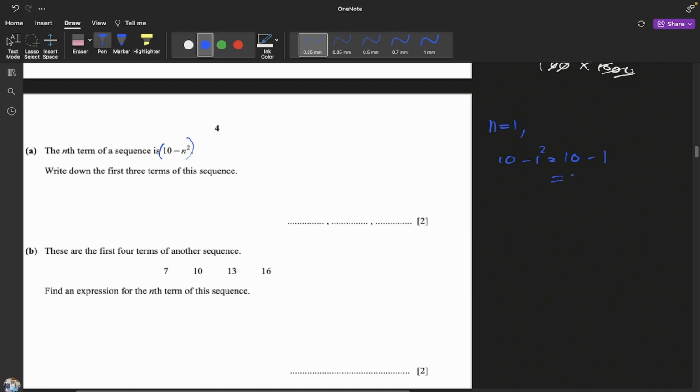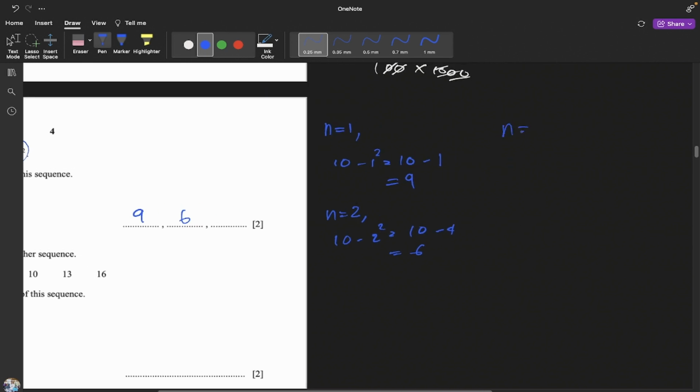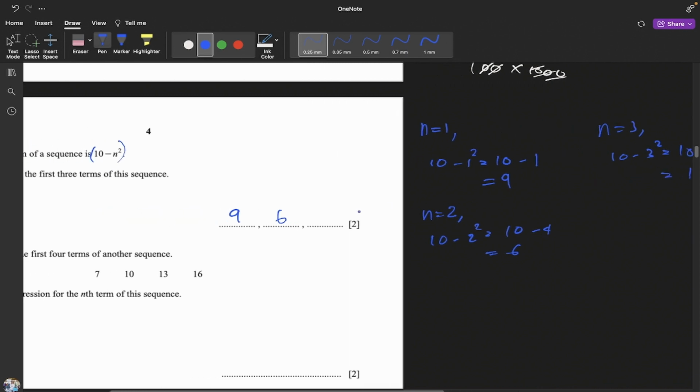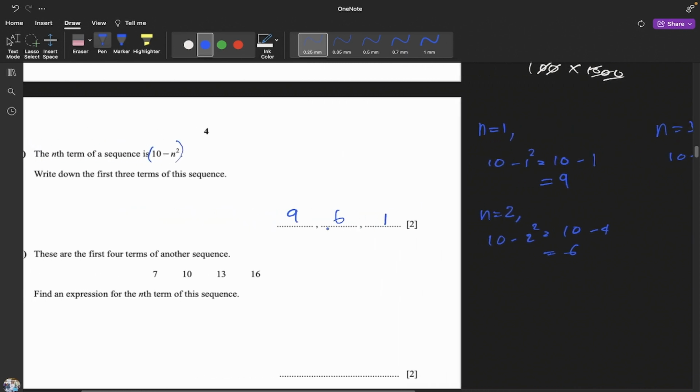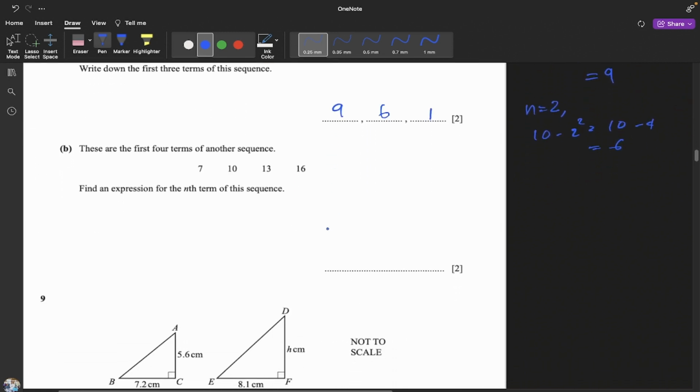So 10 minus 1 is 9. So the answer is 9. For the second term, n equals 2. 10 minus 2 squared, which is 4. 10 minus 4 will give you 6. So the second answer is 6. The next one, n equals 3 will give you 10 minus 3 squared, which is 10 minus 9, which is equal to 1. So as you can see, if you continue this sequence further, you will get negative values as well. Okay, B part.